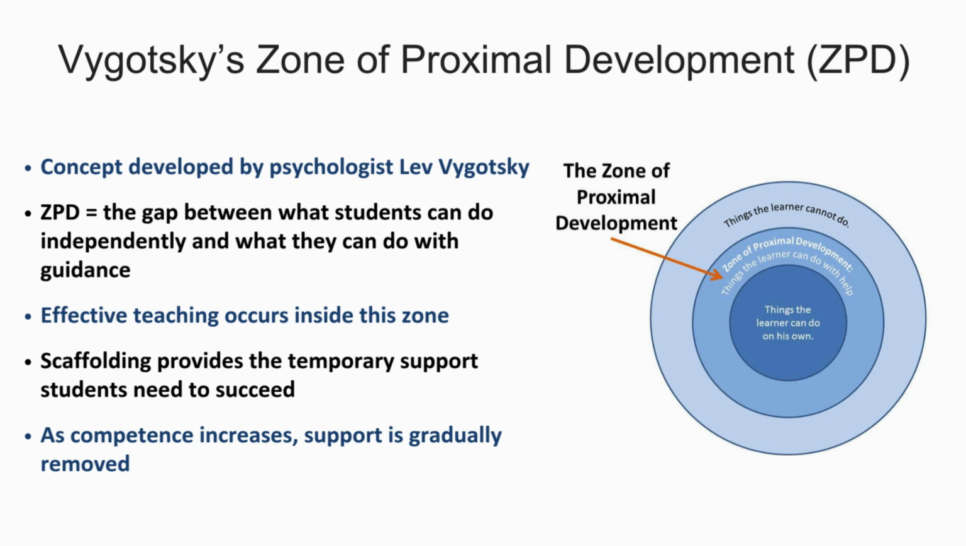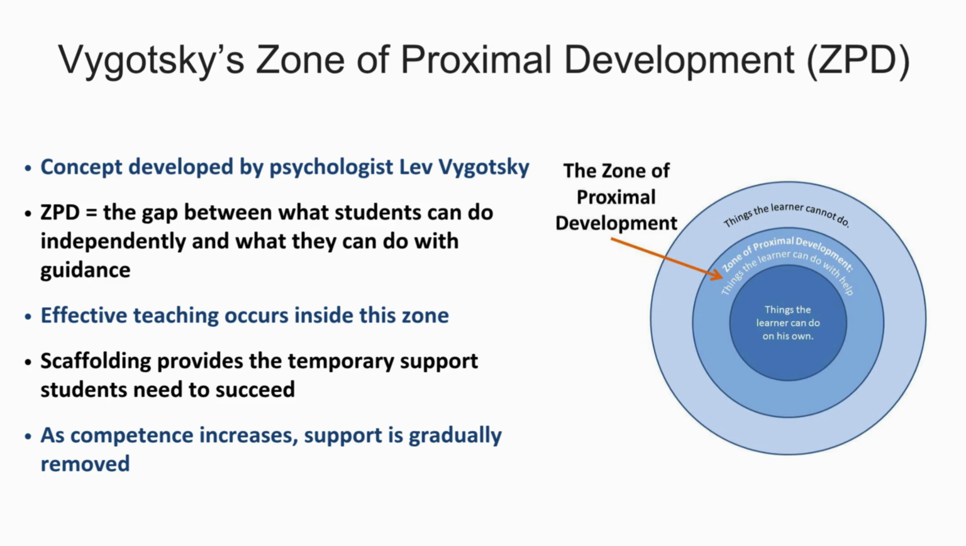It's the gap between what students can do independently and what they can do with guidance, right? So you're trying to get them to that independent stage, but they may need support in order to get to that end result. Effective teaching occurs inside that zone of proximal development, the things the learner can do with help. So you're guiding them and supporting them in learning the concept or skill, and the ultimate goal is that they become independent with it.